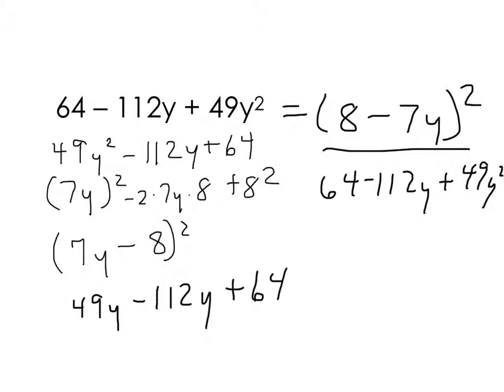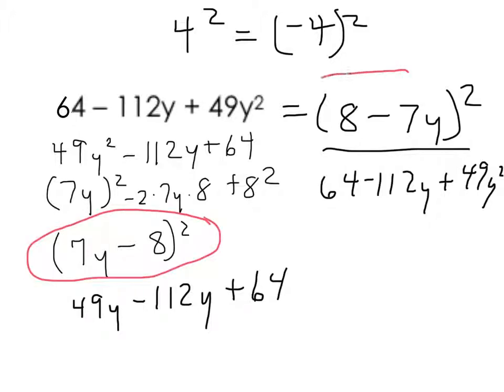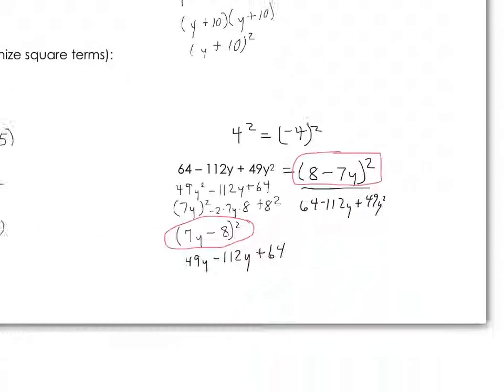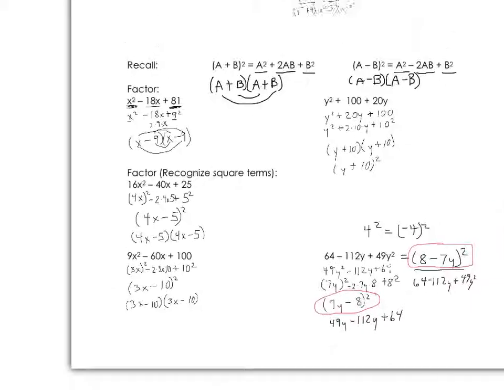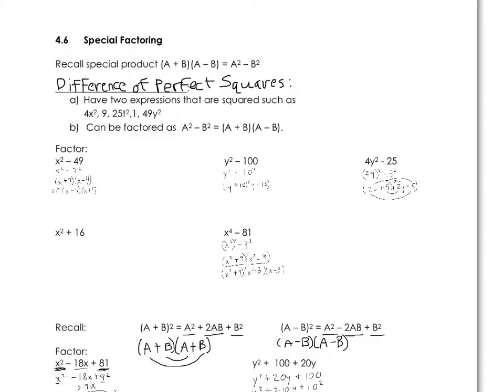Well, that's interesting. It's the same idea as saying 4 squared is the same thing as saying negative 4 squared. If you take a number and you take its opposite and square them, you get the same thing. And this is 7y minus 8, and its opposite is 8 minus 7y. And so you square either one, you get the same thing. So either one of these answers is correct. This answer, correct. This answer, correct. Same thing. And that's all for Special Products, Section 4.6.